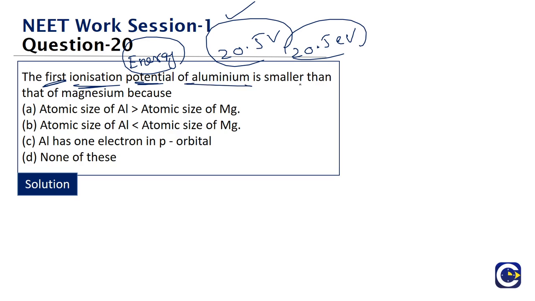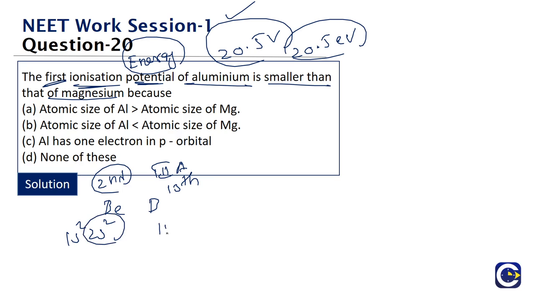The first ionization potential of aluminum is smaller than that of magnesium. In fact, in the previous question we talked about beryllium and boron. Beryllium belongs to the second group and boron belongs to 3A, or the 13th group. Beryllium has 1s2 2s2 structure. Boron has 1s2 2s2 2p1. We said in beryllium the 2s subshell is already filled, so it is difficult to remove an electron. Whereas in boron it is a lone electron in the 2p level, which is easy for removal.